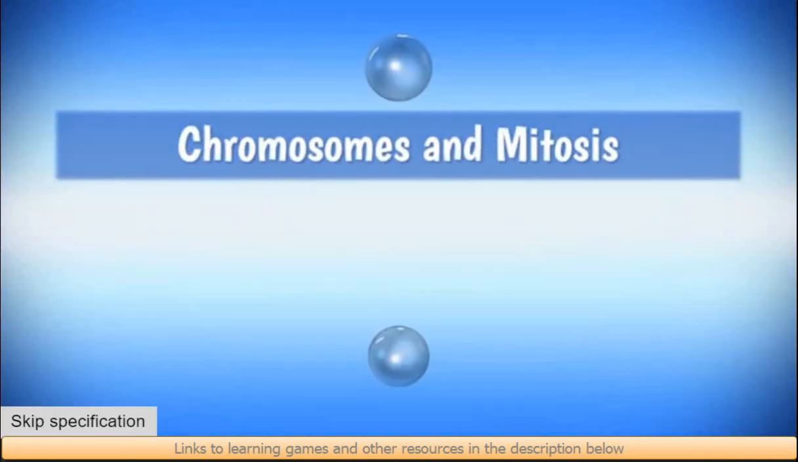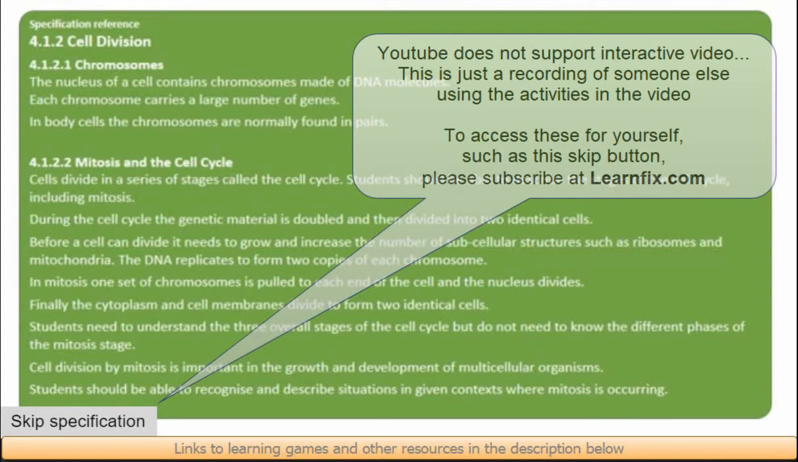In this lesson, we'll be looking at the stages in the life of a eukaryotic cell and how new copies of the cell are made when they're needed. The specification has the following to say about this.